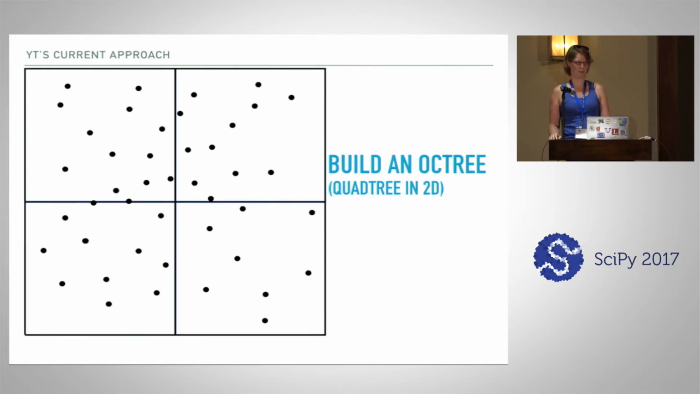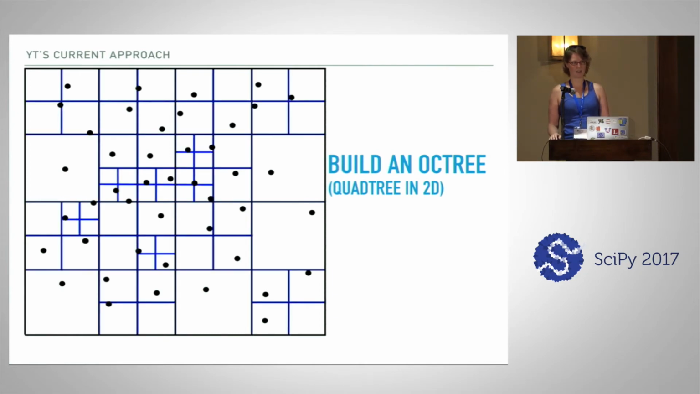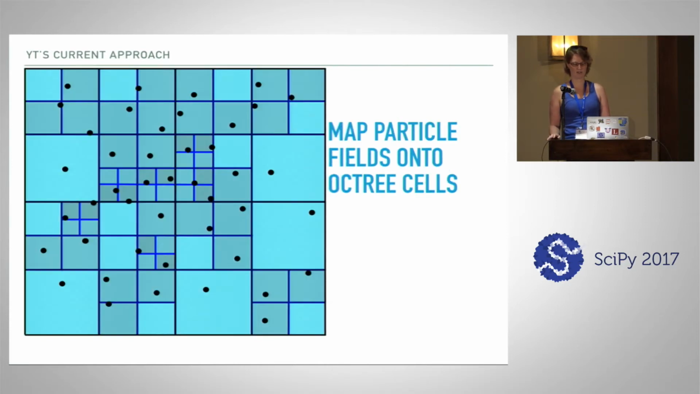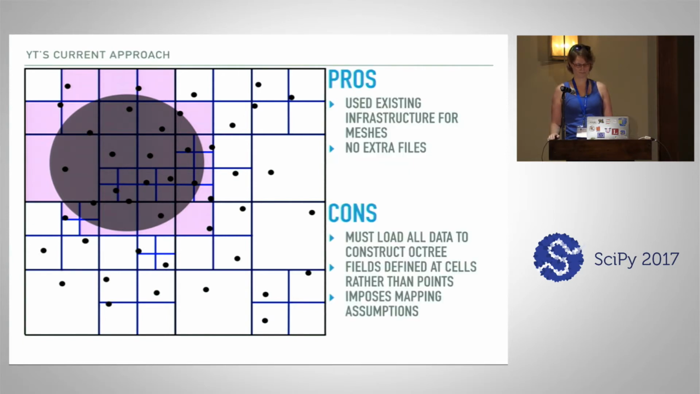So for particles, YT currently will build an octree for the 3D particle distribution. I'm showing a quad tree here because 2D is easier on slides. And so you just build up your octree, and then you take the fields defined at the particle positions and paint them onto your octree. So now you have basically grid data that represents what the particle distribution represented. And then you'll traverse the tree in order to get those octs that are selected by whatever selector you're using and the fields defined at those octs.